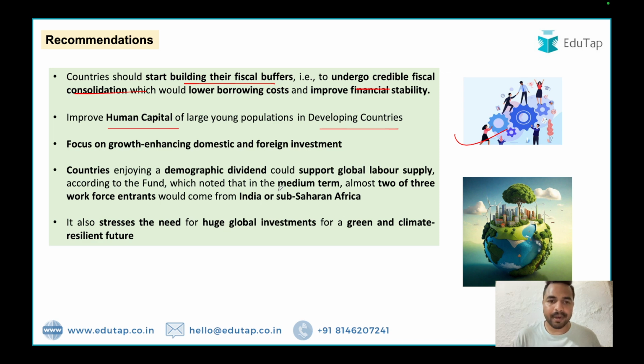ठीक है जी, तो यहां पर हम देख सकते हैं that in the medium term almost 2 of the 3 workforce entrants, see guys, a very important point, that almost 2 of the 3 work entrants would come from India or the sub-Saharan Africa, because I have already told you about India that India के अंदर working age population is really great. So guys, अगर हम बात करते हैं demographic dividend की, what exactly is that?